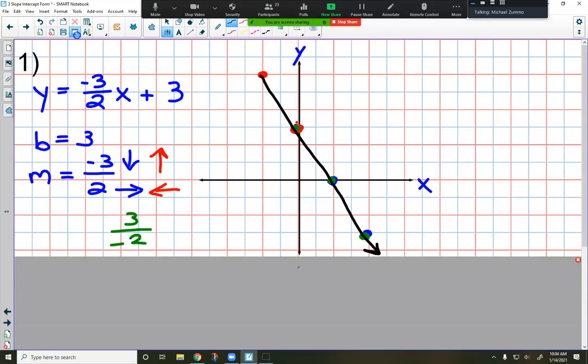Okay? And you should always extend it a little bit past those points and draw the arrows at the end because it's infinitely growing in each direction.